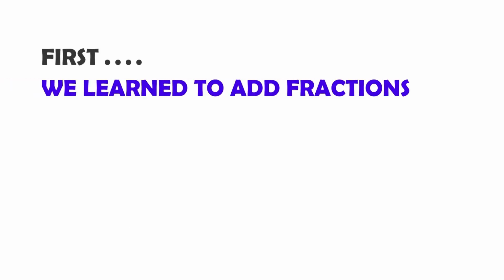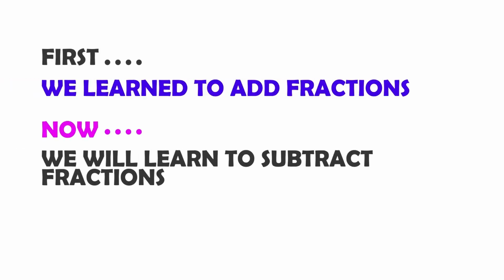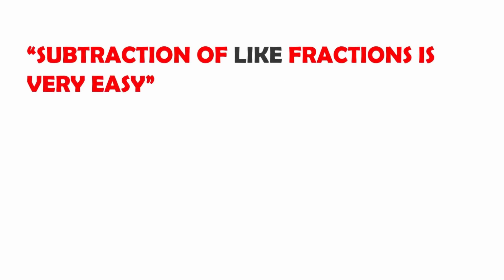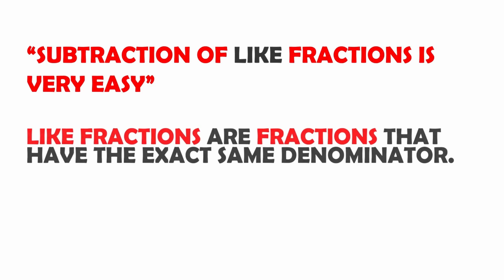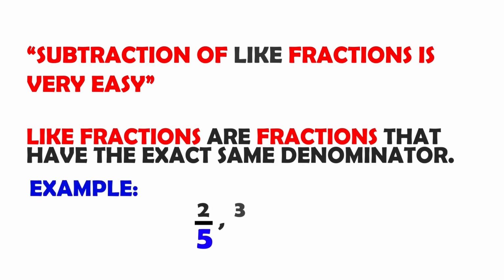First we learned to add fractions and now we are going to learn how to subtract them. And subtracting fractions is exactly the same as adding fractions. We have to follow the same steps that we have followed in the addition of fractions. Subtraction of like fractions is very easy. Before solving the problem, let's revise what exactly like fractions are. Like fractions are the fractions that have the exact same denominator. Example, 2 by 5, 3 by 5, 4 by 5.